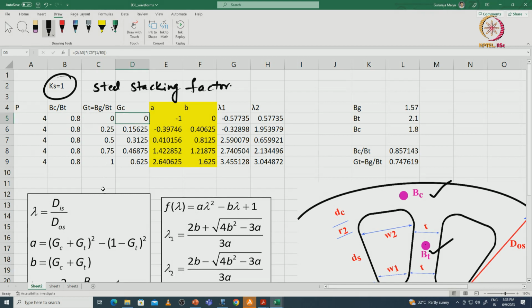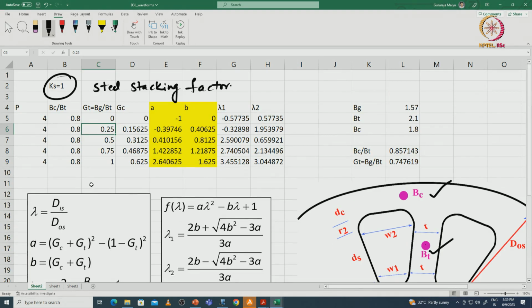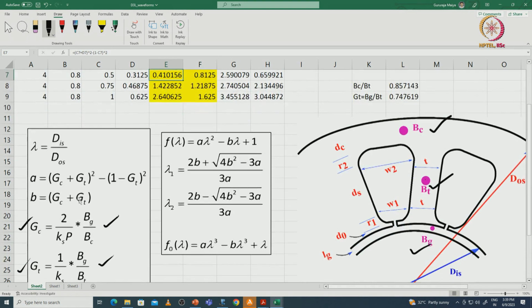Based on that I am considering Gc and Gt values differently. Initially both Gc and Gt constants are 0, and then for Gt, the flux density at the air gap to flux density at the teeth ratio, I am considering 0.25, like that 0.5, 0.75. So, to see the output function variation with respect to the GT values and GC values, I considered different values here, and based on that calculate the values of A and B. Okay. These are the A and B values, right, constants.